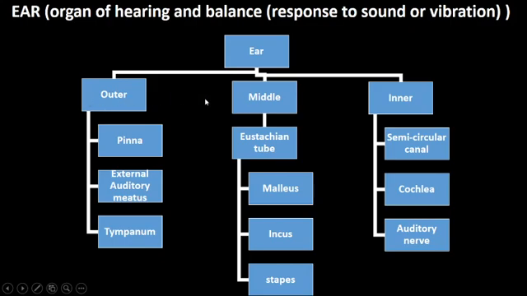We have the outer, we have the middle, we have the inner. In the outer, we have the pinna, the external auditory meatus, and the tympanum. In the middle, we have the eustachian tube, and inside that region we have the malleus, incus, and stapes. Inside the inner ear, we have the semicircular canal, the cochlea, as well as the auditory nerve. This is for balance, and this is for hearing.